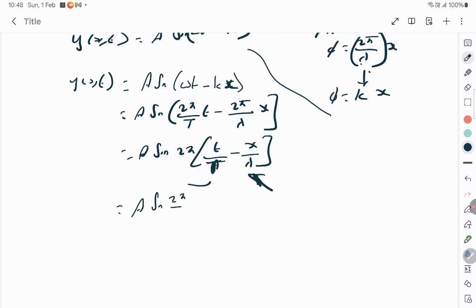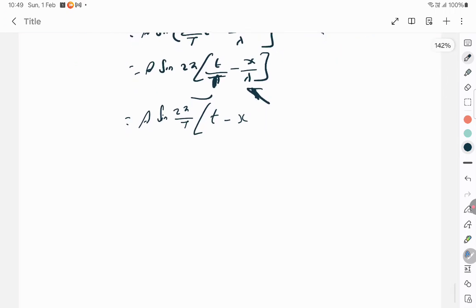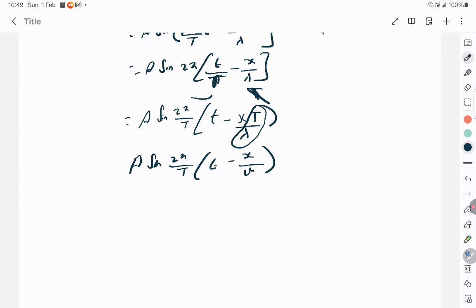So a sin 2 pi by capital T, you can take it out. So it will be t minus x into, I would have multiplied and divided by T, so I would also get a capital T here, and there is also one more lambda which is present here. You understand that you can express it in different formats. And this lambda by T, can you see, is the reciprocal of velocity. Velocity is distance by time. So you can also write it as a into sin of 2 pi by capital T into t minus x by v. So like this it can go on. You can express it in different formats.